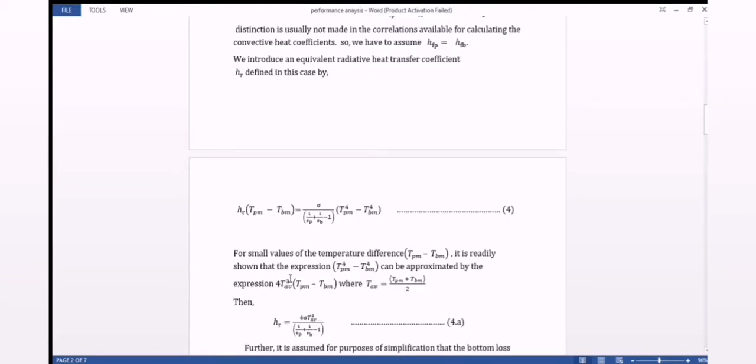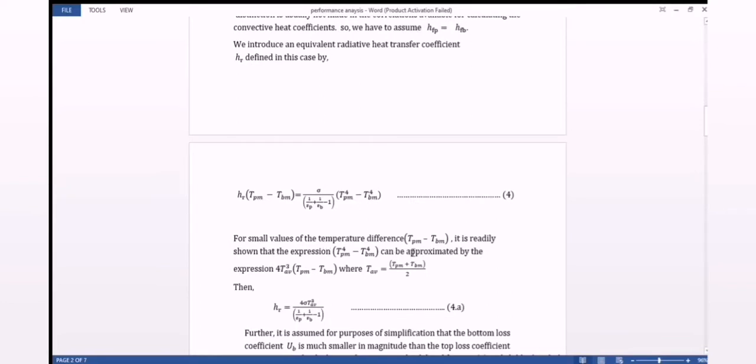Now, we introduce an equivalent radiative heat transfer coefficient HR, which is defined in this case by HR into (TPM minus TBM) equal to sigma divided by (1 by epsilon P plus 1 by epsilon B minus 1) into (TPM raised to 4 minus TBM raised to 4). For small values of the temperature difference TPM minus TBM, it is readily shown that the expression TPM raised to 4 minus TBM raised to 4 can be approximated by 4 T average cube into (TPM minus TBM), where T average is equal to (TPM plus TBM) divided by 2.